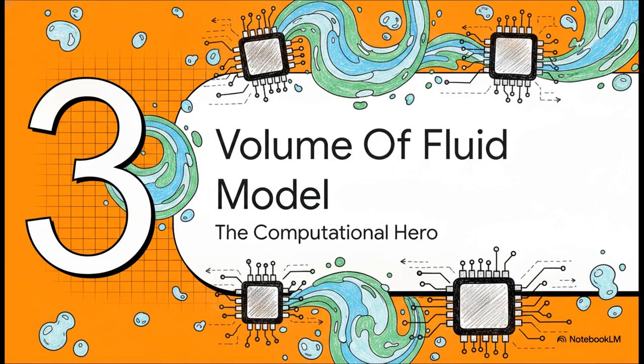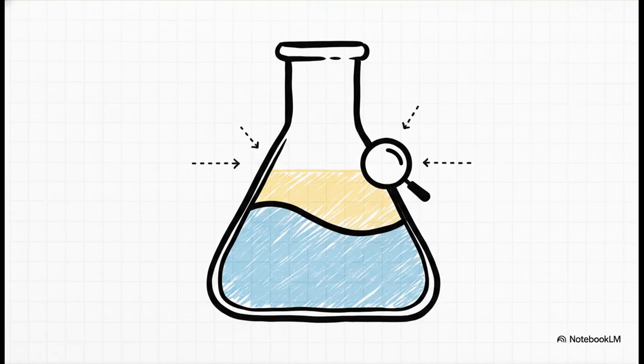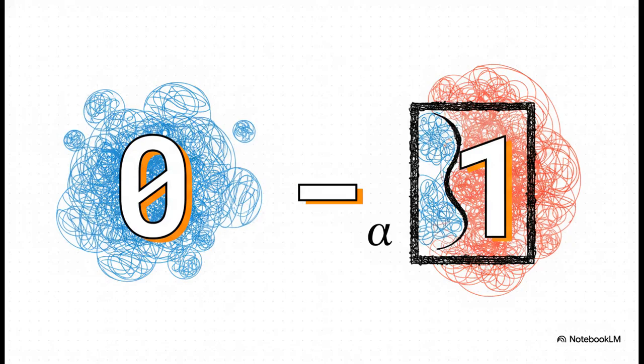Which brings us to Section 3, the volume of fluid model, the computational hero. Enter the VOF model. It's a frankly brilliant technique designed specifically for immiscible fluids, meaning fluids that absolutely refuse to mix at a molecular level, like oil and water or air and water. Instead of trying to track every single molecule, the VOF model acts as a surface tracking technique on a fixed Eulerian mesh, which basically just means a stationary grid of cells. It uses a single set of momentum equations that are shared by the fluids to track mass and represent a sharp interface.